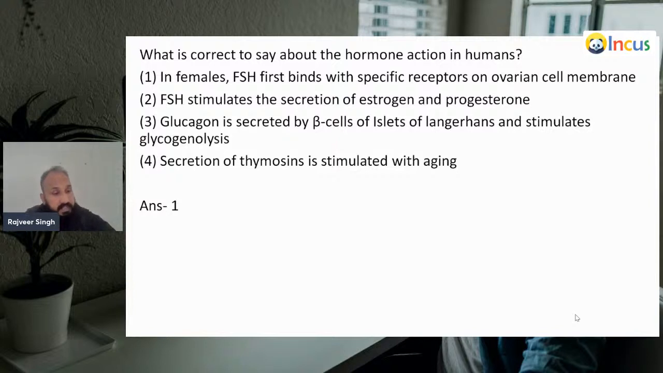Next one is again a very good question. This question is asking, what is correct to say about hormone action in humans? First, in females, FSH first binds the specific receptor on the ovarian cell membrane. FSH stimulates the secretion of estrogen and progesterone. Glucagon is secreted by beta cells of the islets of Langerhans and stimulates glycogenolysis. Secretion of thymosin is stimulated with aging. So the answer will be first.